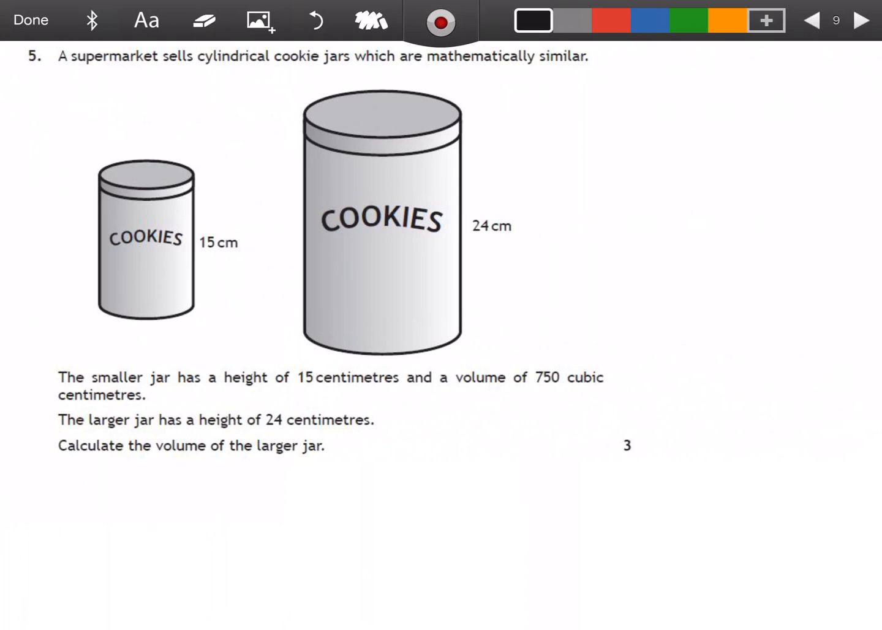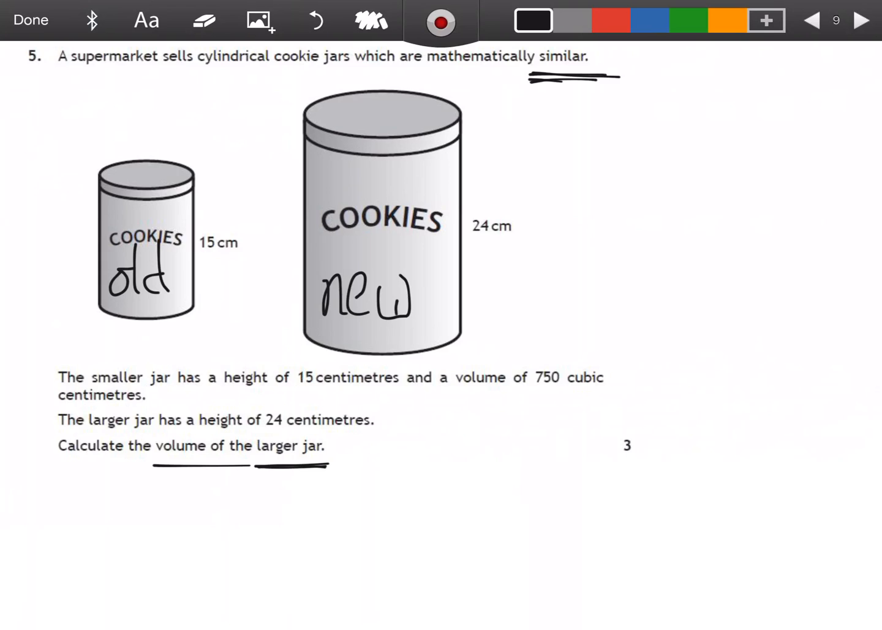Next one, number 5. Okay, they're similar shapes. It's a similar shapes question. The small jar's got a height of this, the volume's this, the large jar has that height. Calculate the volume of the large jar. When I'm doing a similar shapes question, I always call one the new and one the old. The one that I know the information about, I call the old one. The new one, the one that I'm trying to work out the value of, in this case the volume of the large one, I'm going to call the new shape. And that one the old shape.